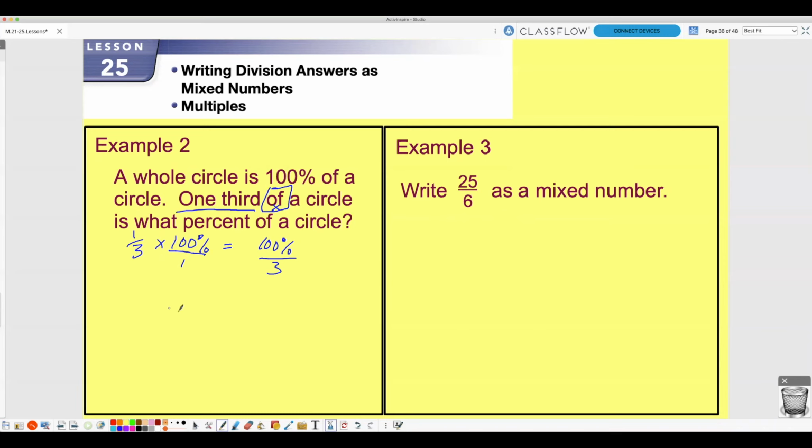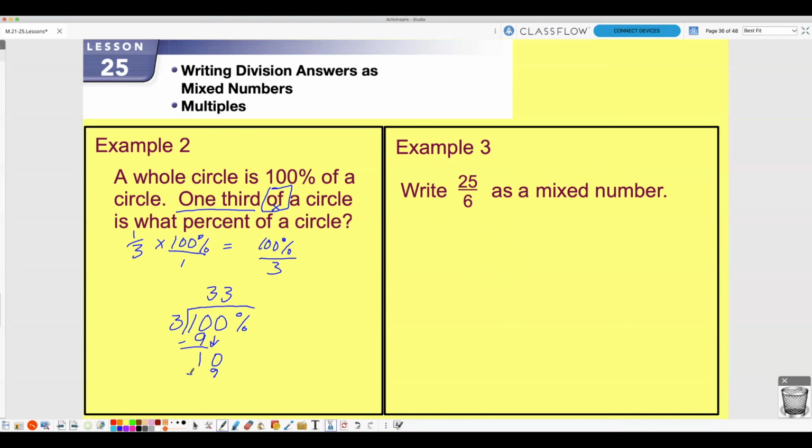So now you have 100%. Keep the label there. And we're going to divide it by 3. 3 will go into 10 3 times. 3 times 3 is 9. Subtract that, bring that down, and it's 10. Divided by 3 is 3 again.